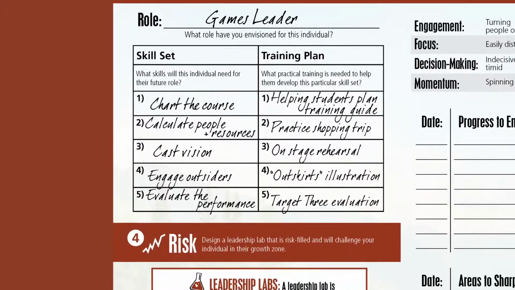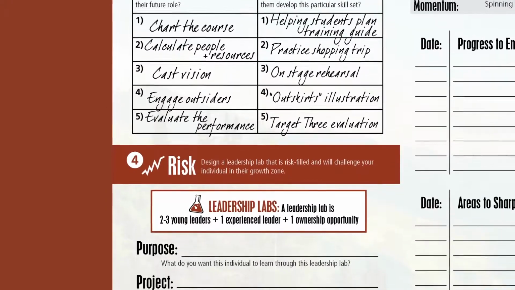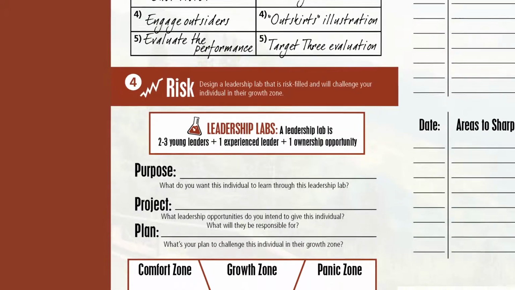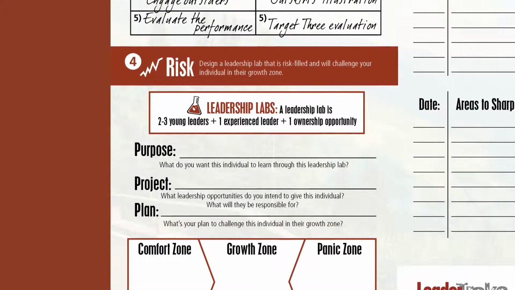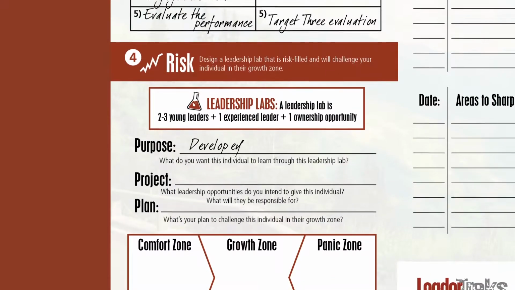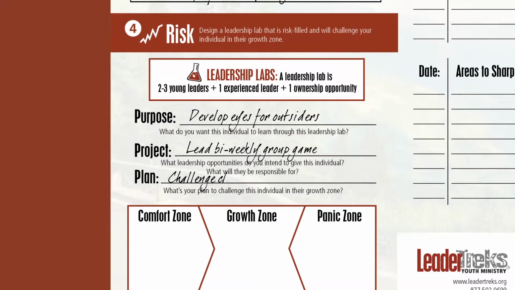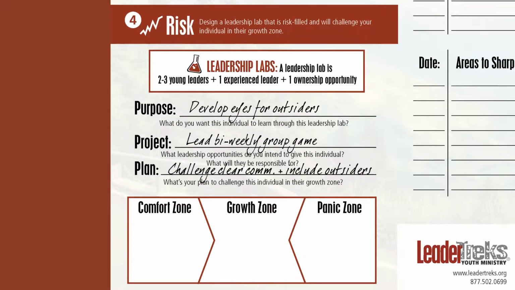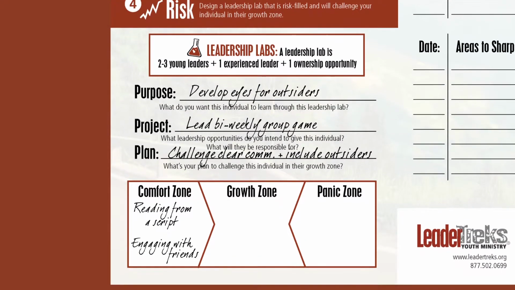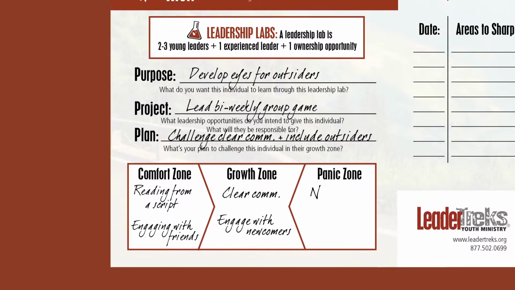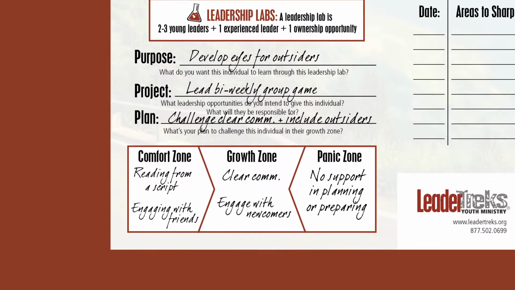Step 4 is risk. This is where we create a leadership lab, an opportunity for them to actually lead. This could be anything in the youth ministry. Remember to have a purpose, have the project, and have the plan. And just so you know, this lab should take them out of their comfort zone and into their growth zone, but it shouldn't be so challenging that it puts them in the panic zone.